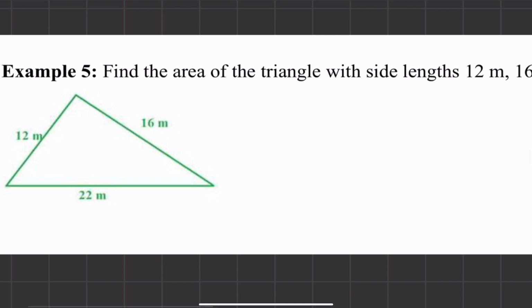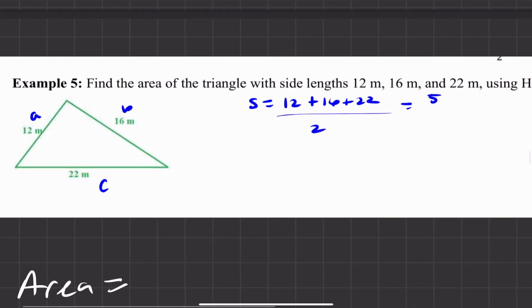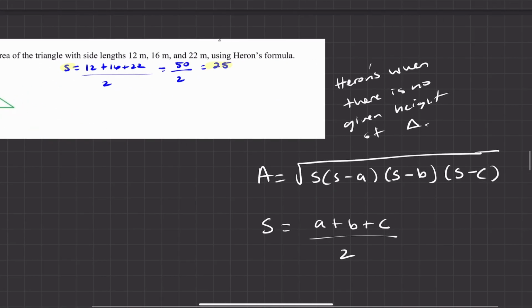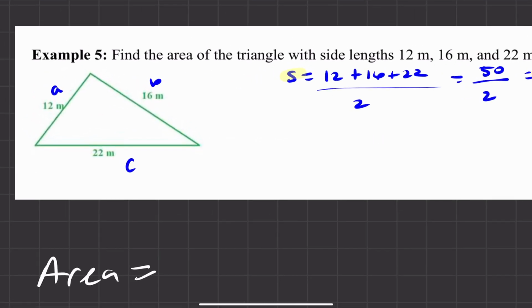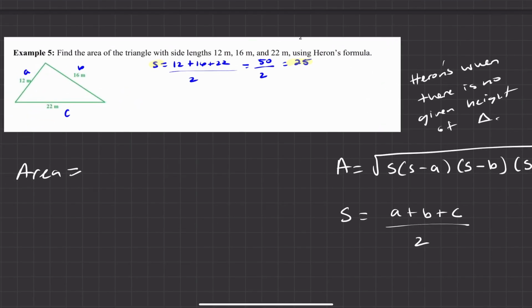I'm going to call this side length A, this side length B, that's C. So to figure out the semi-perimeter, I'm going to add up all the sides here. 12 plus 16 plus 22 all over 2. 12 plus 16 plus 22 is 50. Then you divide that by 2. 50 divided by 2 is 25. Your semi-perimeter is 25. And since you have the semi-perimeter, you can plug everything in. You have the semi-perimeter and you have the side lengths. There's no excuses. So let's go ahead and plug them in.